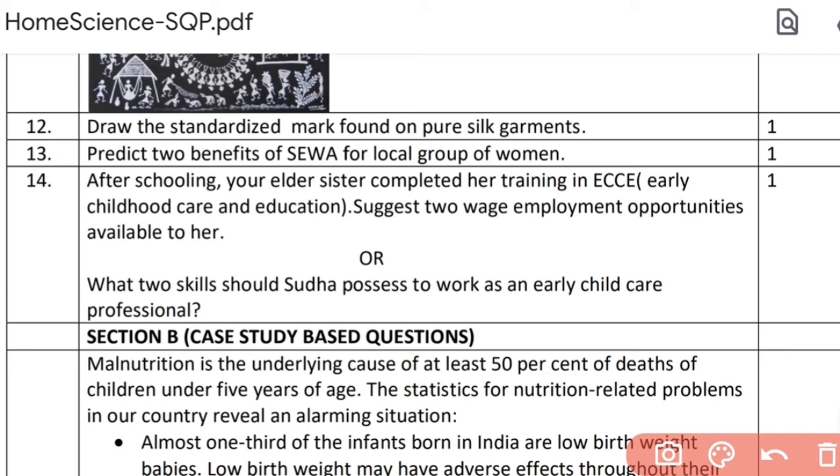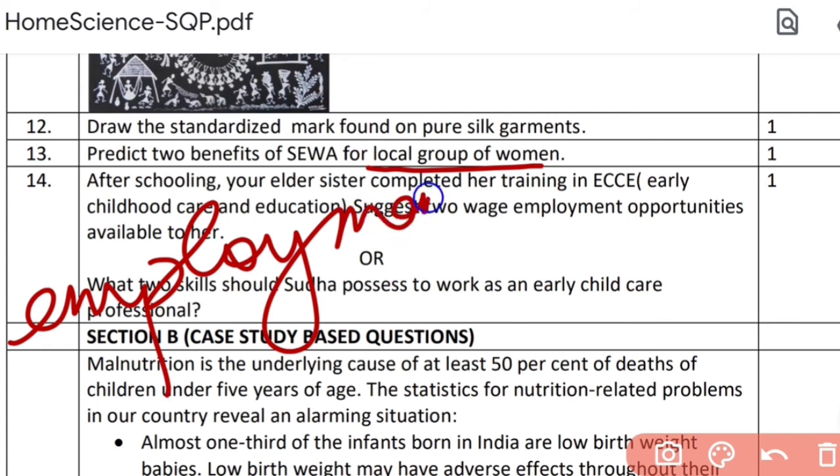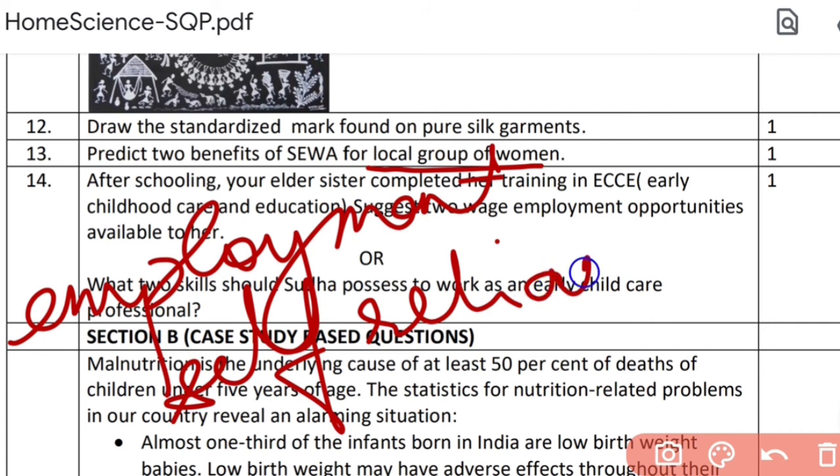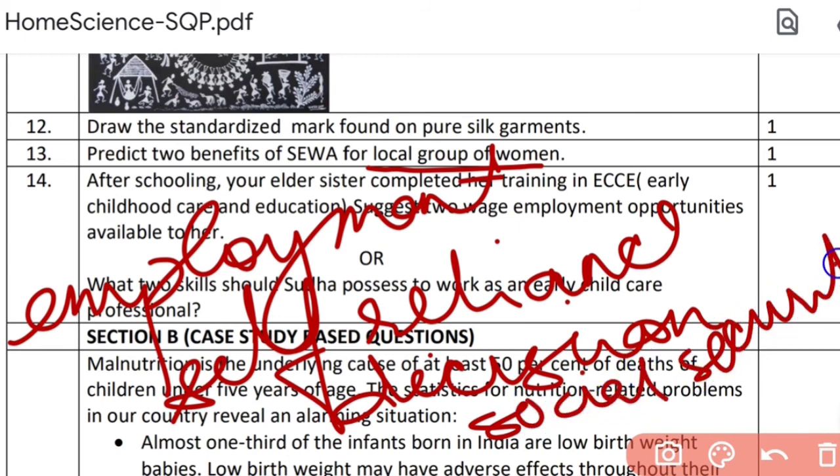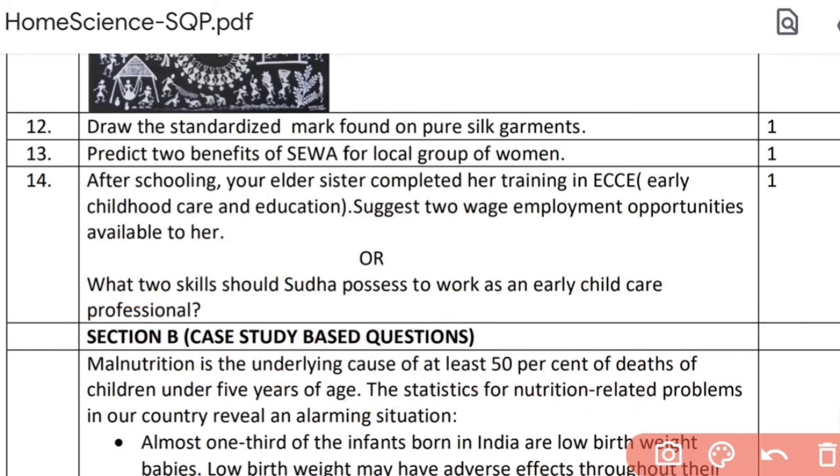Seva, we also did it. If you don't remember, you can think that for a local group of women, what can be the various options. It could be for employment. It can also be for self-reliance, independence of women, and if the women are independent, they can also take the decisions in their family, and they can be given more importance, and they can also get social security. You can write any number of reasons for which Seva is useful.